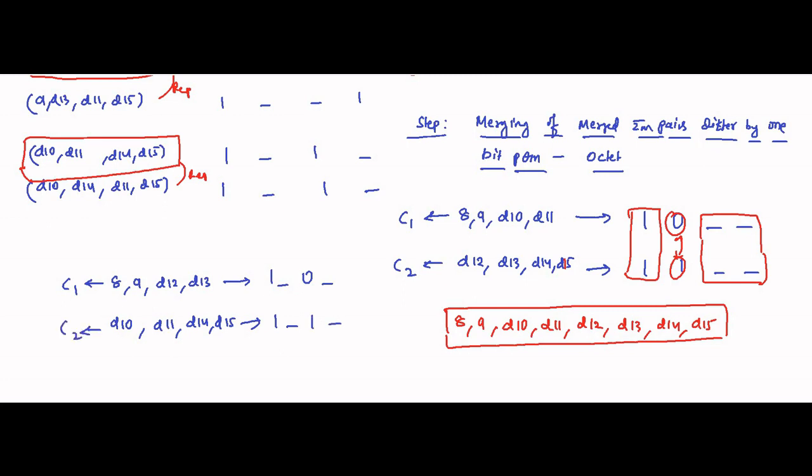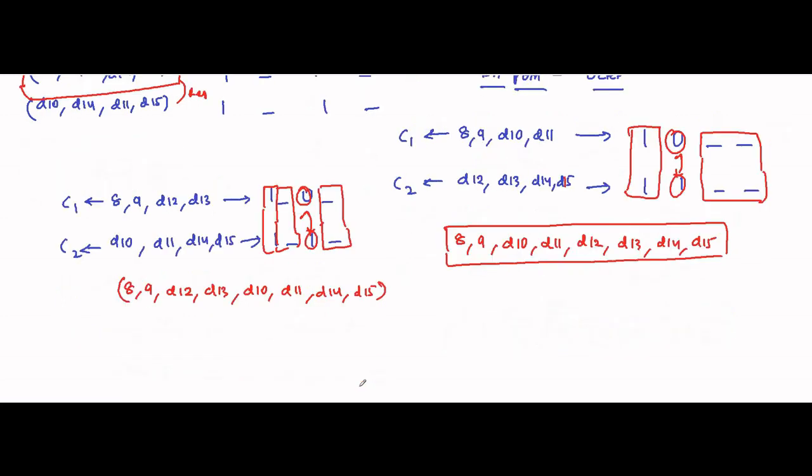So if we compare them, you'll see these two bits are same, 1 1. These two bits are same, blank space, blank space. The last bit is same, blank space, blank space. These two are different, one bit position difference. So this merged minterm pair 8 9 D12 D13 D10 D11 D14 D15 is also possible.